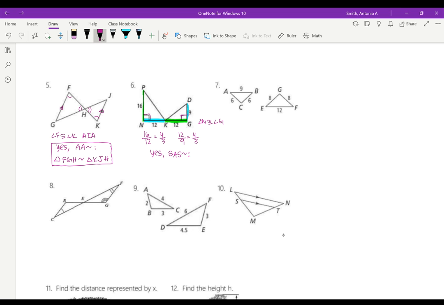And my similarity statement is triangle PNK is similar to triangle. The angle that's congruent to P is angle K down here. Okay, and then NG, and then K here is D over here.